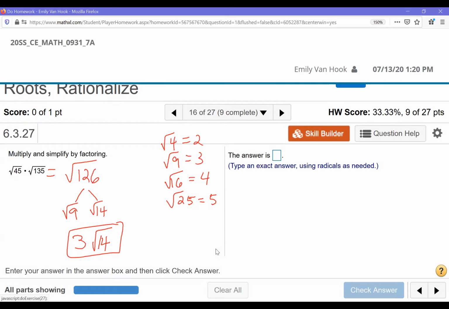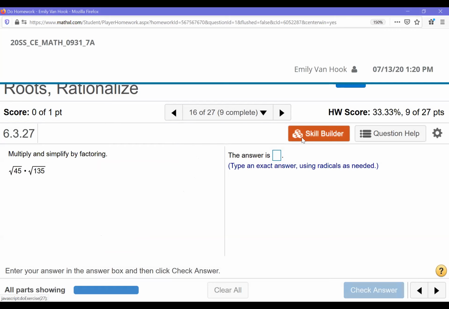Okay, and then when I get to problem number 16, it's the same idea but with bigger numbers. So this is still a multiply and simplify problem. This is the square root of 45 times the square root of 135. When I multiply those numbers together, I get 6,075. I'm not so interested in trying to break that number down, because it's just big. So I'd rather avoid that if possible. Let's see if we can break down these two separate radicals first. So let's focus on them separately, and then we'll keep the numbers a little more reasonable.